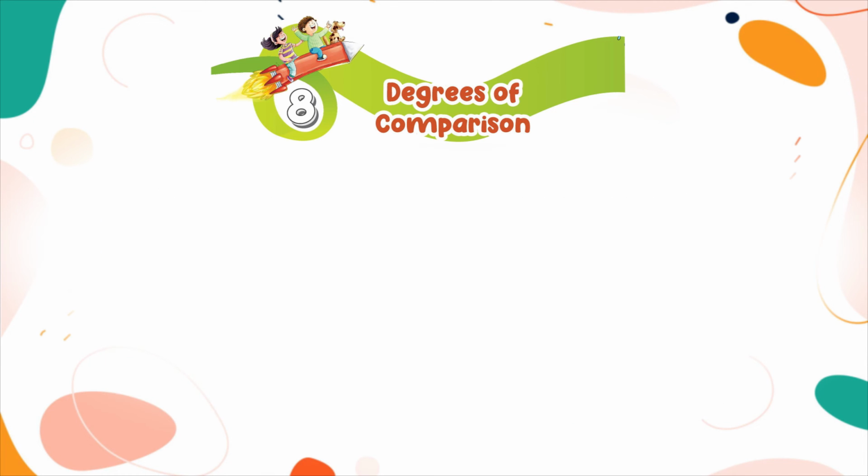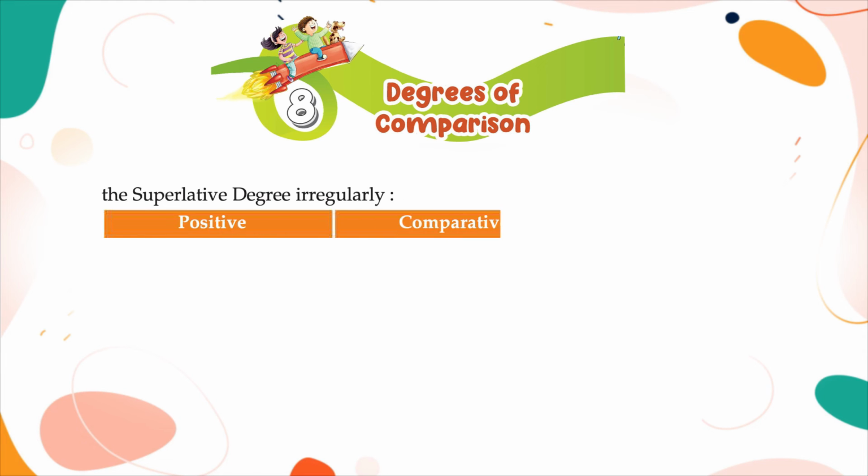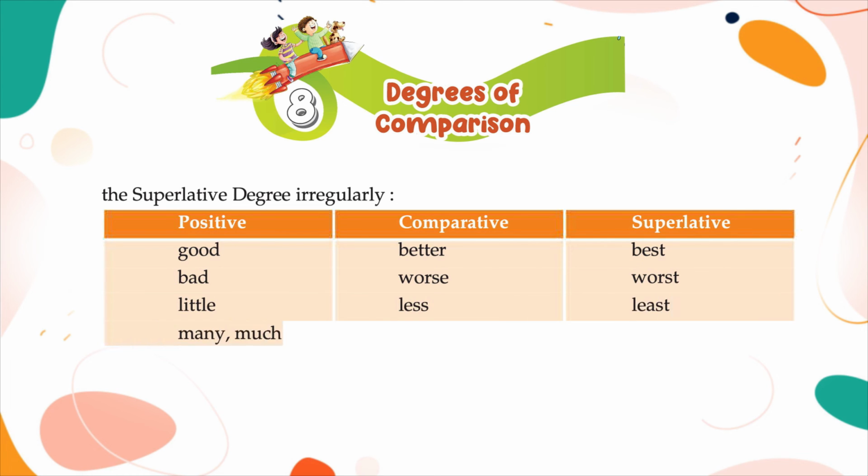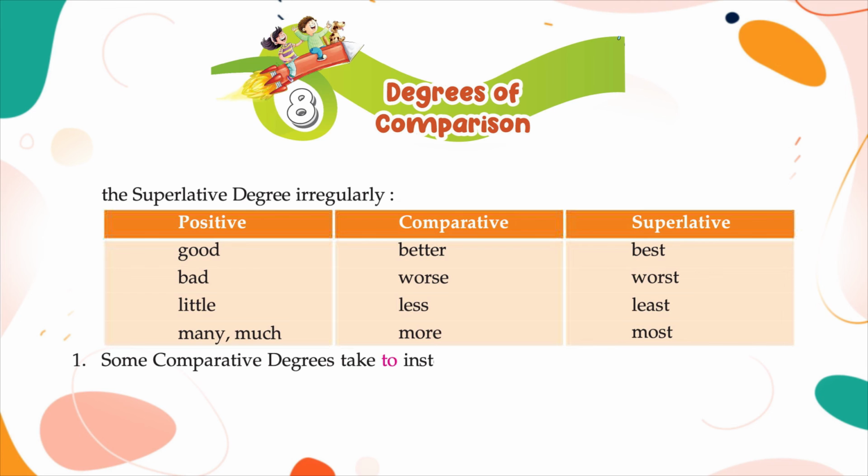Some adjectives in the positive degree are transformed into the comparative and the superlative degree irregularly. Positive, comparative, superlative. Good, better, best. Bad, worse, worst. Little, less, least. Many, much, more, most.